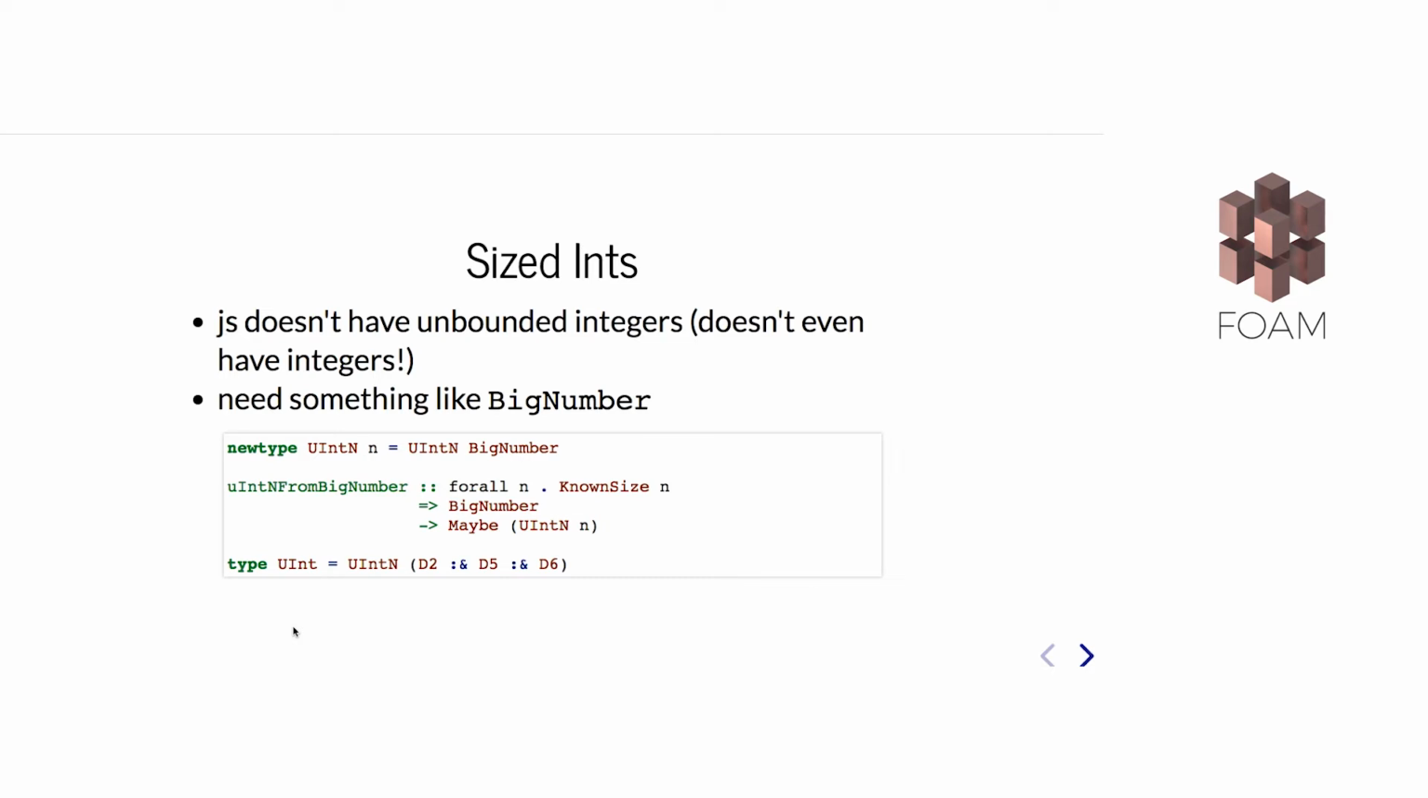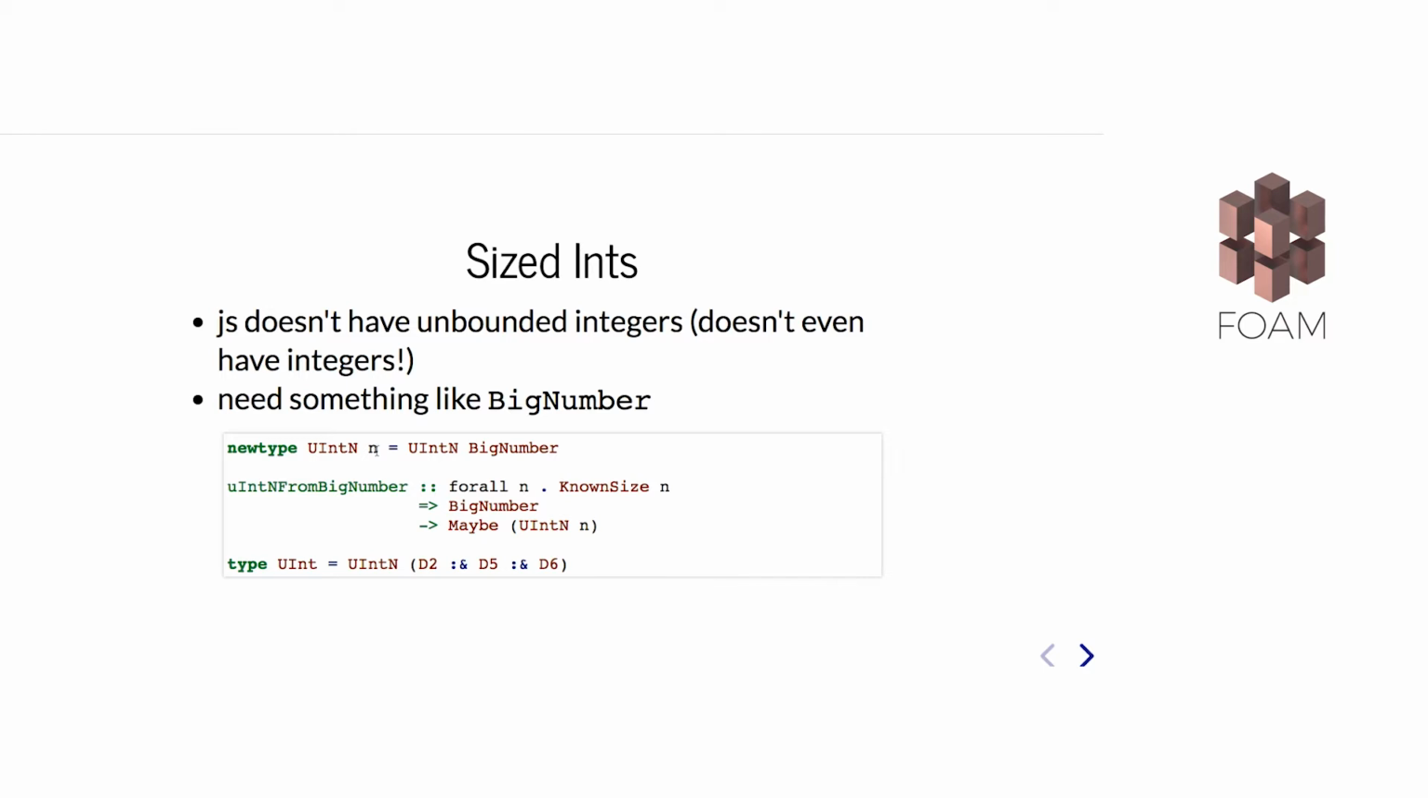So sized ints, we have to use this big number type because, first of all, JavaScript doesn't even have integers. It has floats. And I think the maximum float size is like 2 to the 52 or something really arbitrary. So big number is like our Haskell integer, it's an unbounded integer. And then we do this kind of sizing.